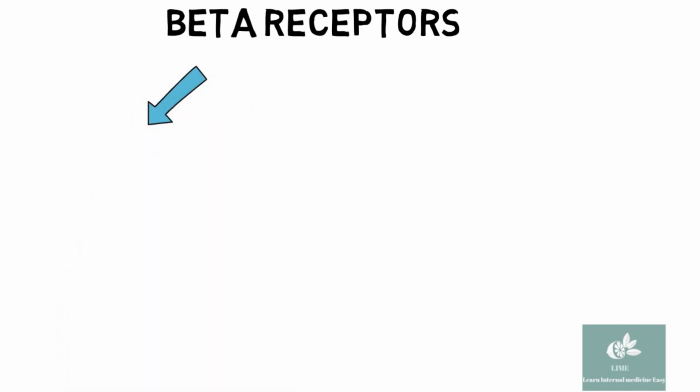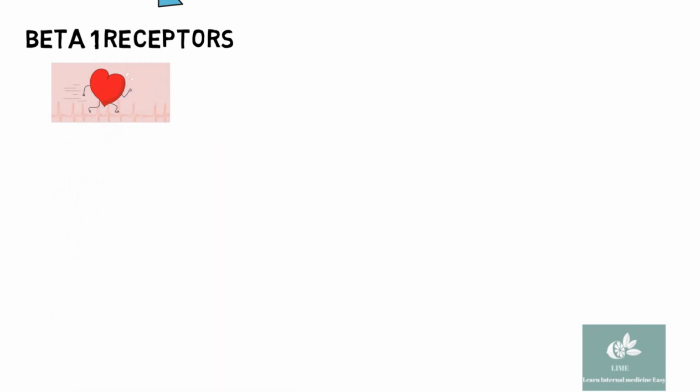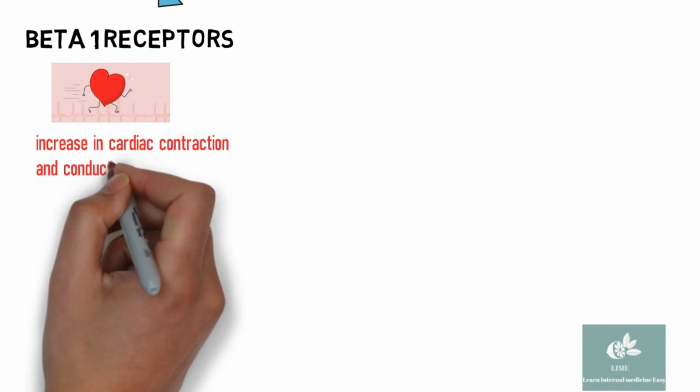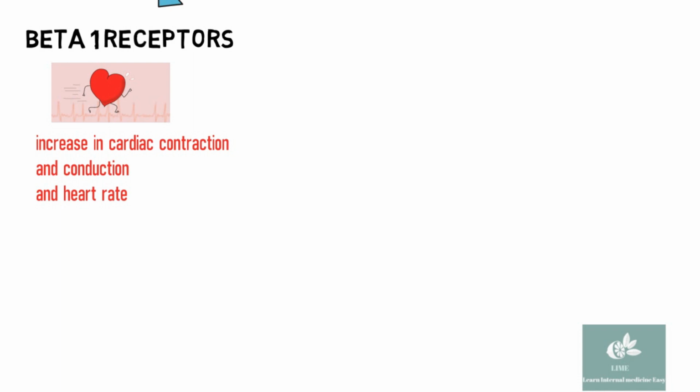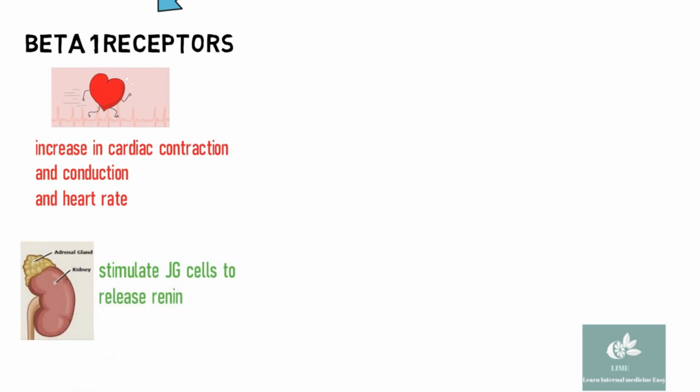Beta 1 receptors are predominantly located in the heart, where a rise in cyclic AMP stimulates calcium channels that lead to an increase in cardiac contraction, conduction and heart rate. In the kidney, beta 1 receptors are present in JG cells, where they stimulate renin release.